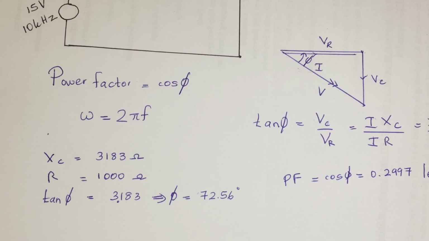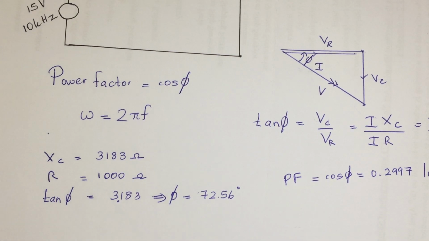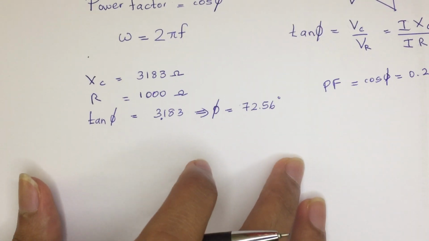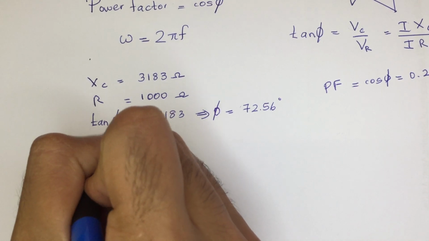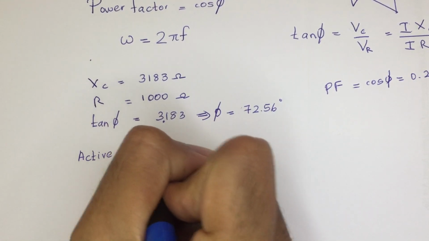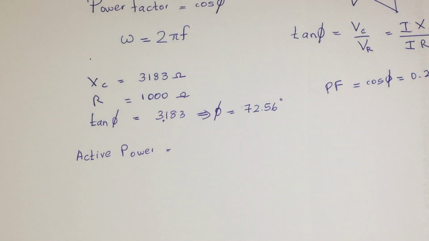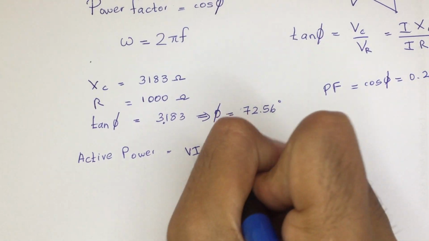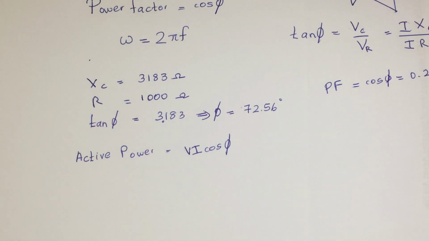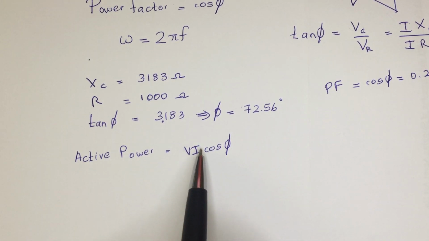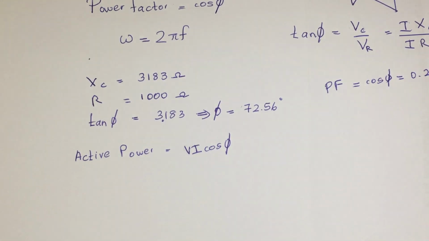So the next part is, we need to find the active power. If you know the equation, please try it on your own, so it would be more useful for you guys. So let's write it as active power. Actually, the equation of active power would be VI times the power factor, VI cos phi. So we need to figure out the value of the resultant voltage, the resultant I, and this cos phi.